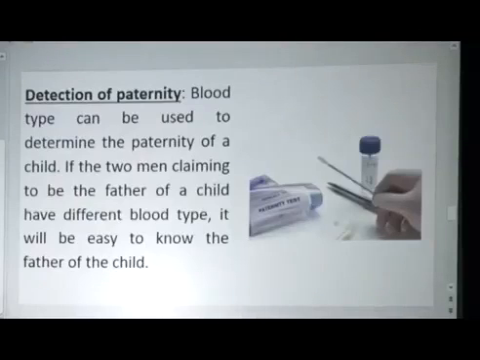Then, another way by which variation is useful is detection of paternity. Two men are claiming to be the father of a child. Their blood groups can be collected to know the real father of the child, if those two men have different blood groups. But if they have the same blood group, DNA patterns will have to be done to know the real father.